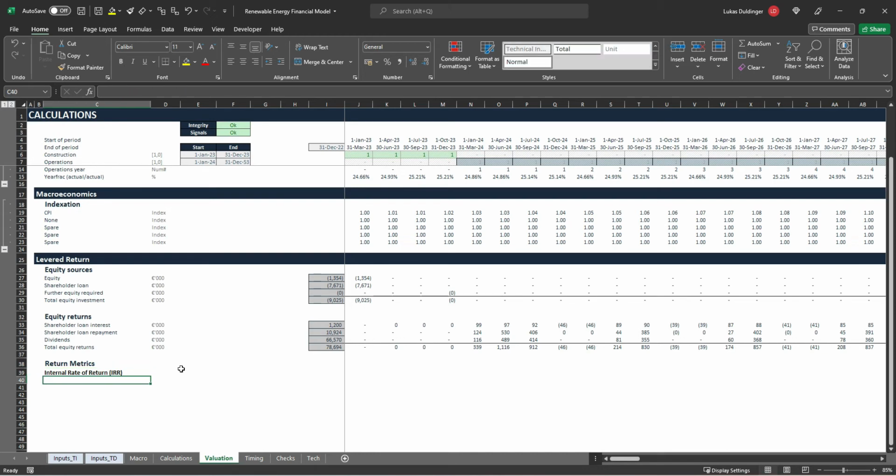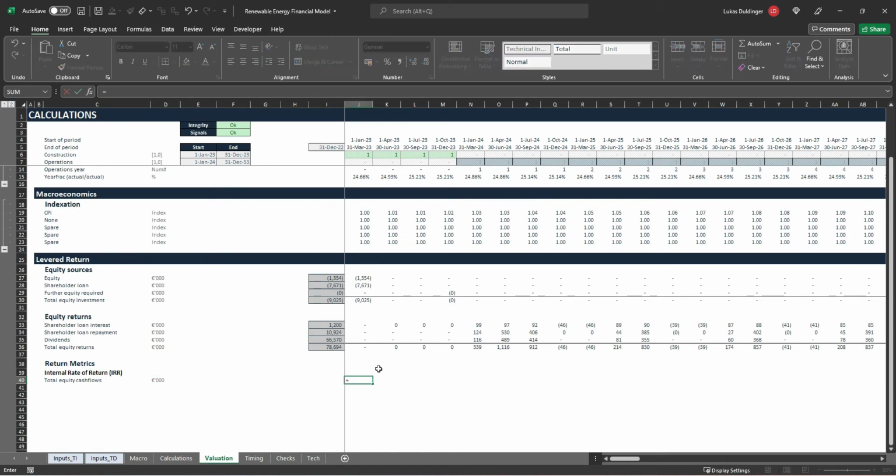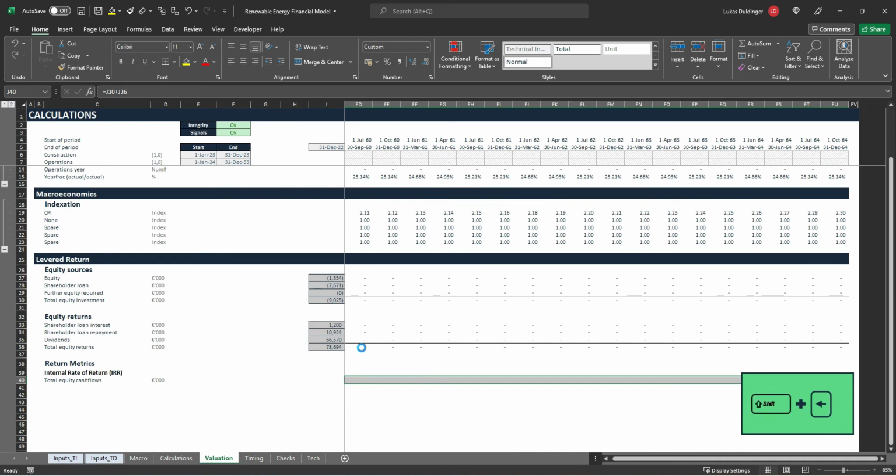And we will only need one row here, so we will call this total equity cash flows. Like this. Let's pick up the unit, copy, paste. And our total equity cash flow will be simply the sum of our total equity investment up here, so this is the money we will have to invest, plus our total equity returns down here. Hit enter. Let's get everything over to the right, Control R.